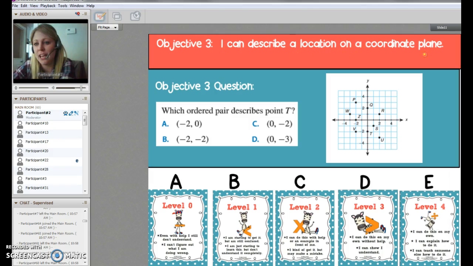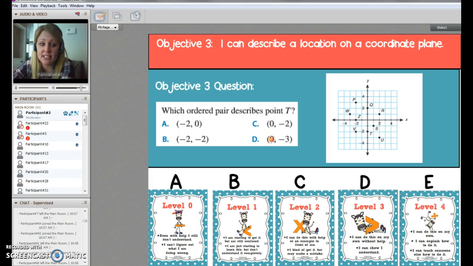I can describe a location on a coordinate plane. And here's an example. I'm going to actually have you guys do this one. So you're going to have A, B, C, or D this time. A, B, C, or D. There should be no E. Give me an answer. Thank you.